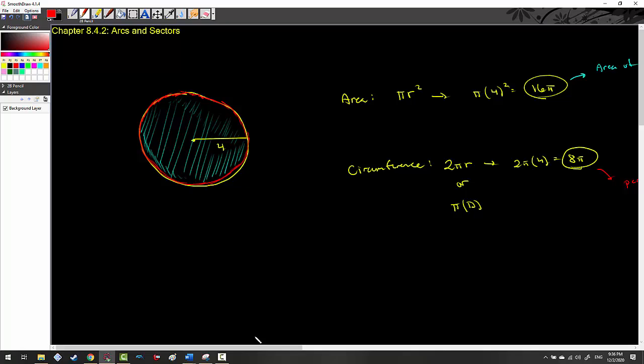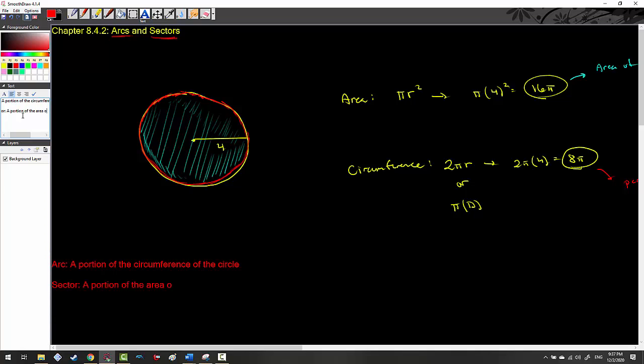And that was, generally speaking, pretty easy, except now I'm going to ask us to find an arc value and a sector value. Let's talk about what those things actually are before we even talk about how to find them. An arc is defined as a portion of the circumference of the circle. So we're not going to find all of the circumference anymore. We're going to find a portion of it. And then a sector, well, it wouldn't be that hard to figure out. A sector is going to be a portion of the area of the circle.